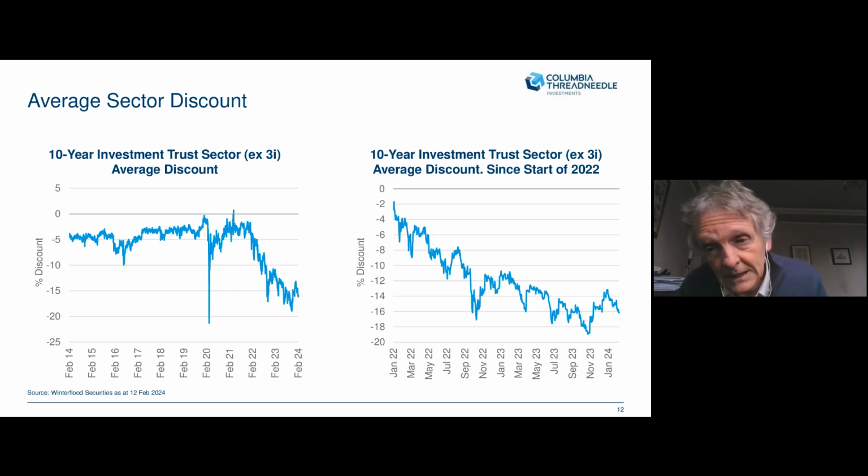They'll probably be a bit more moderate than perhaps some are looking for, but they will happen as inflation comes back down. And I think that is why you've seen an element of disappointment in mid-January through to mid-February. So the average sector discount is currently about 16. I don't think it's getting any wider. And if anything, I think you can see that coming in a bit as this year unfolds.